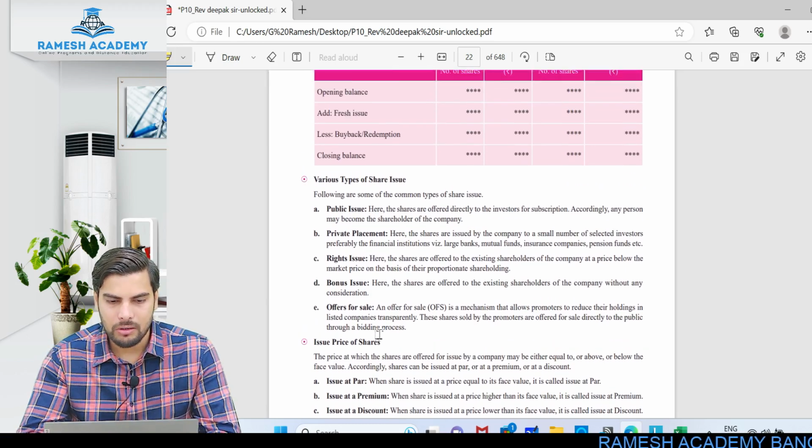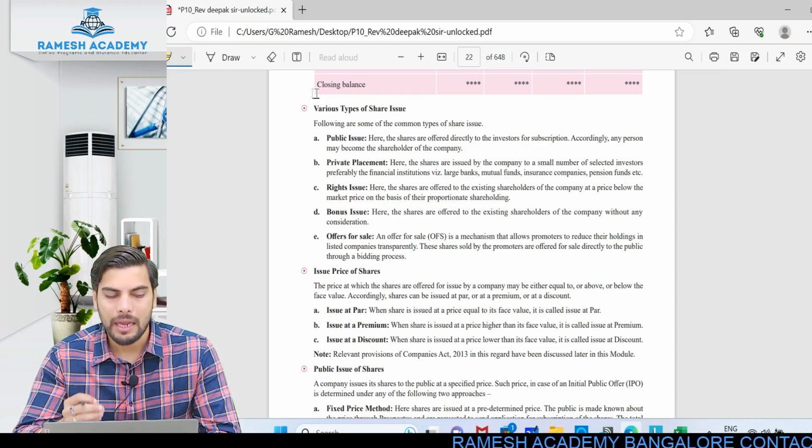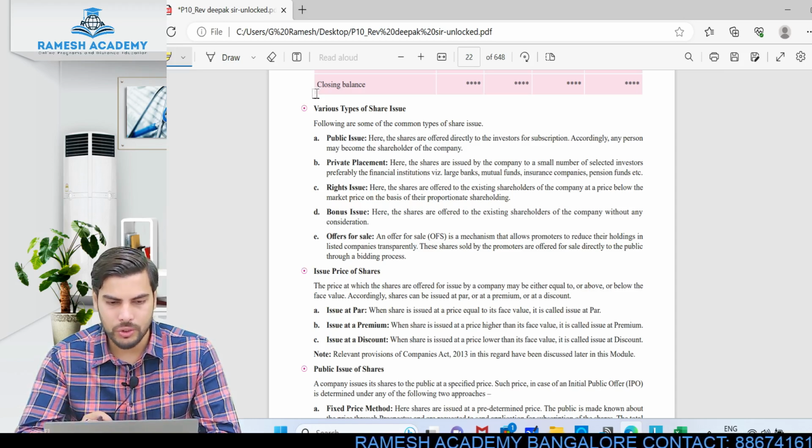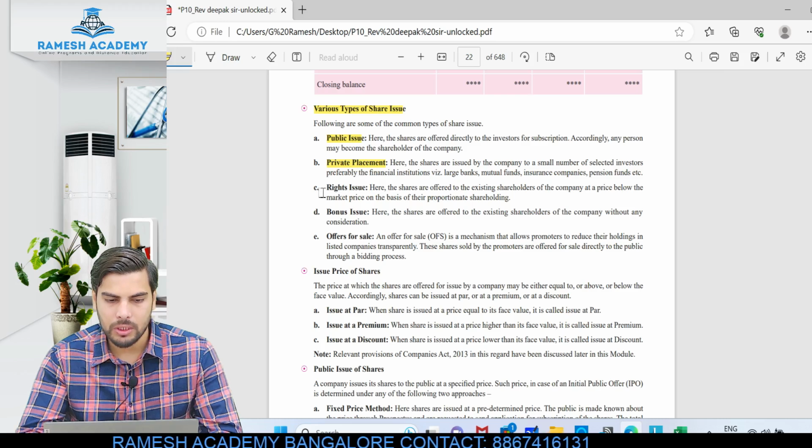This part is not important. So let's talk about various types of share issue. Again, not relevant. What is relevant is the entries, the journal entries I'll be passing with respect to issue of these shares. So let's look into this. Various types of share issue: one is public issue, another is private placement, right issue, bonus shares, and offer for sale.